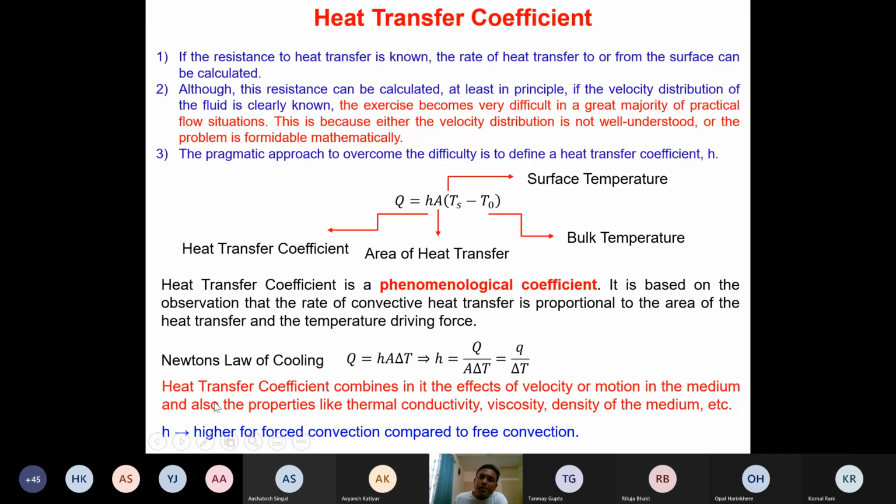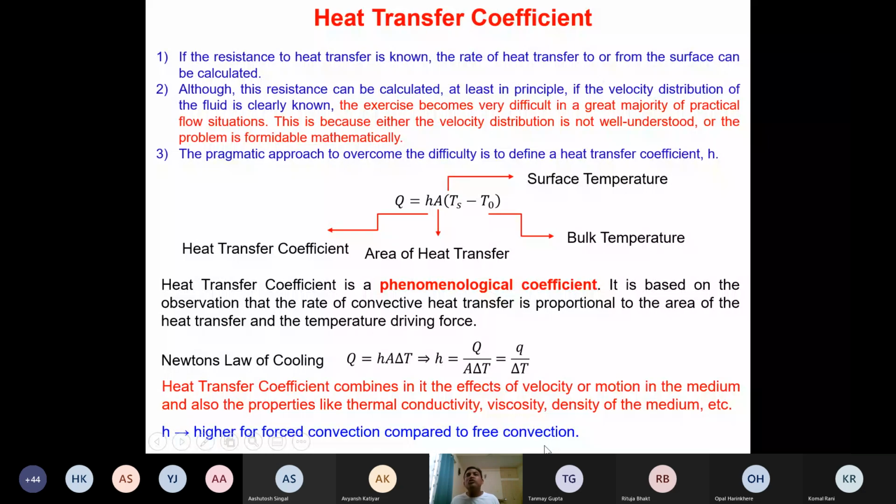As I said, heat transfer coefficient combines in it the effect of velocity or motion of the medium and also the properties like thermal conductivity, viscosity, density of the medium, etc. Again, the point to be noted here is that as the amount of forced convection increases, you can clearly see the heat transfer coefficient is higher in forced convection compared to free convection, because in forced convection more turbulence is added externally by a pump or agitator, etc. And because of that the heat transfer coefficient is higher, because the velocity or the motion of the medium is higher compared to free convection.